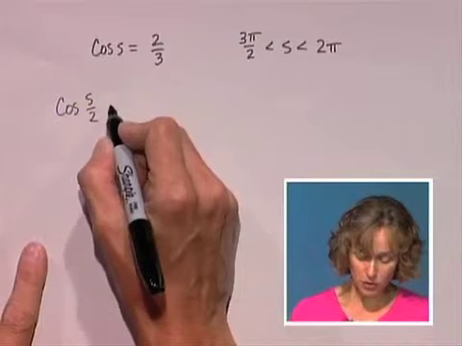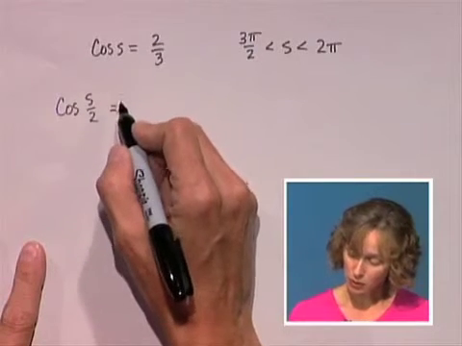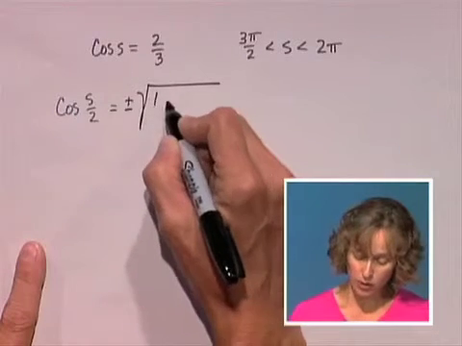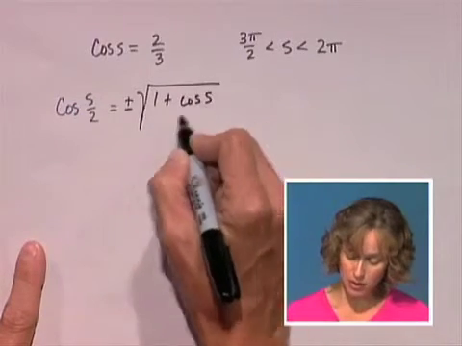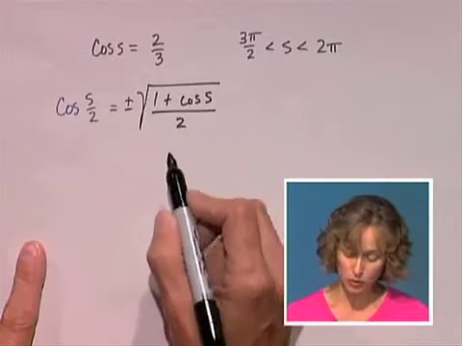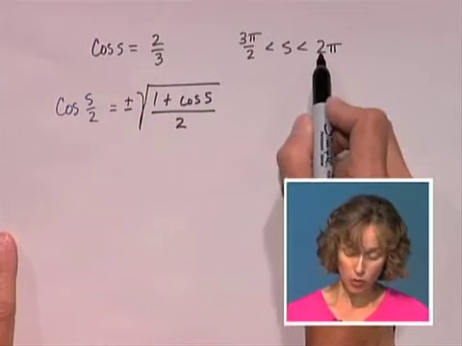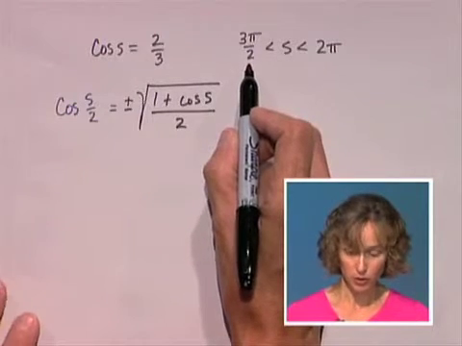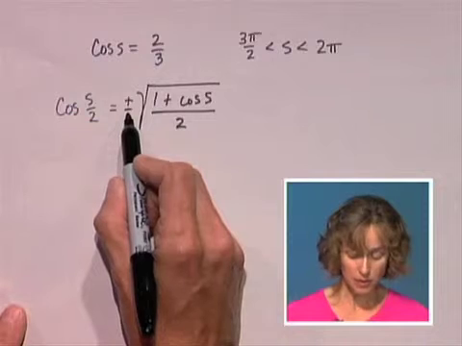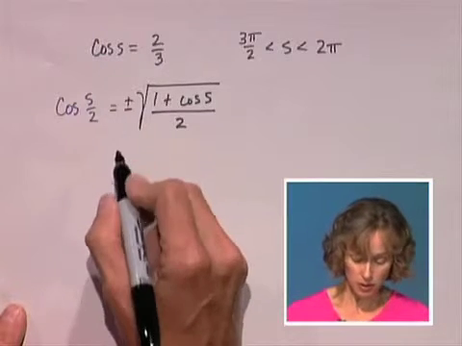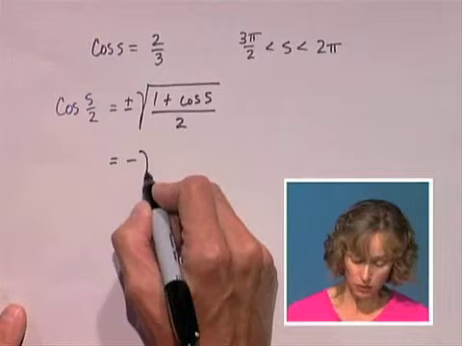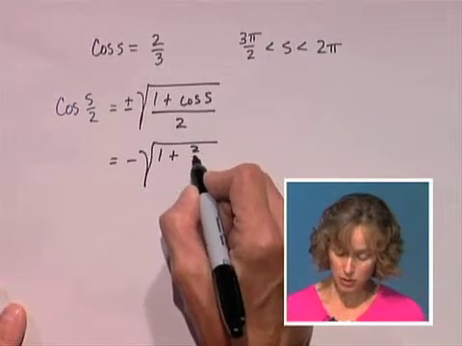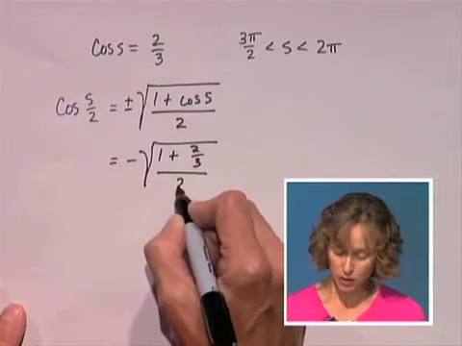Now the cosine of s over 2 could be either positive or negative. We need to make a choice. Square root of 1 plus cosine s all over 2. If s is in quadrant 4, 1/2 of s is going to be in either quadrant 3 or quadrant 2. In either case, this is going to be negative. So to continue with this, I'm going to use negative the square root of 1 plus cosine s, which is 2/3, all divided by 2.